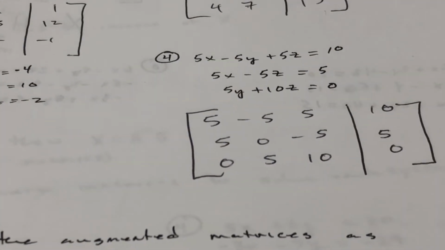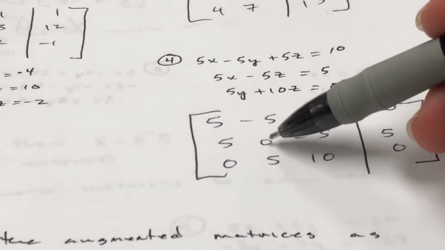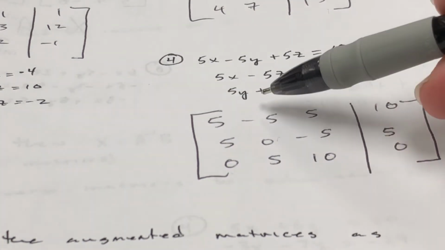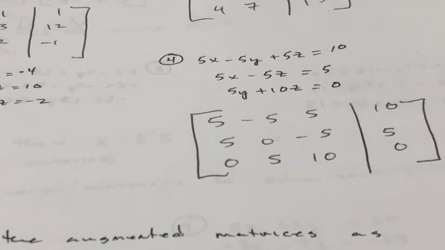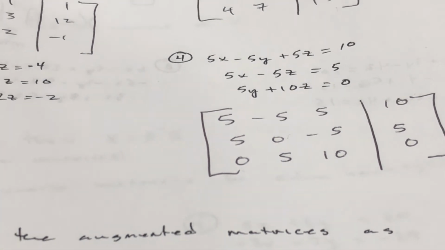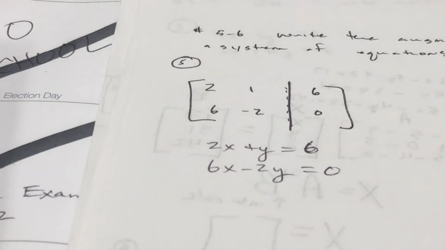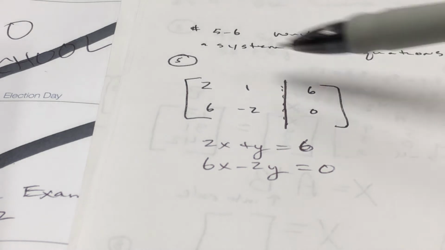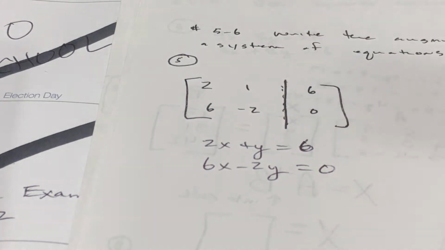4, you got some zeros involved. In the second equation, you have no y, got to put a 0 there. In the third equation, you have no x, got to put a 0 there again. X, y, z, answer. And then 5 and 6, given the augmented matrix, write the system. X, y, answer. So 2x plus 1y equals 6. 6x minus 2y equals 0.